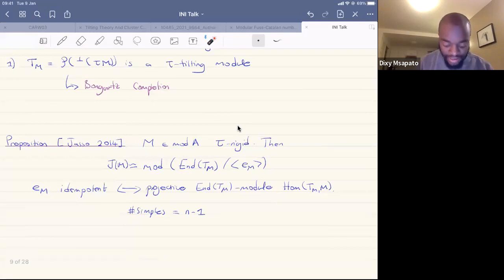Another result by Jasso tells us that if M is a tau rigid module, then the tau perpendicular category of M inside of mod A is in fact equivalent to a module category of this algebra here. This algebra here is just the endomorphism ring of the Bongartz completion quotiented out by the ideal generated by the idempotent e_M. And this is just the idempotent which corresponds to the projective module of the Bongartz completion Hom(T(M), M). And the number of simple modules of this module category is equal to n-1. So it's just one less than the number of simples of mod A.